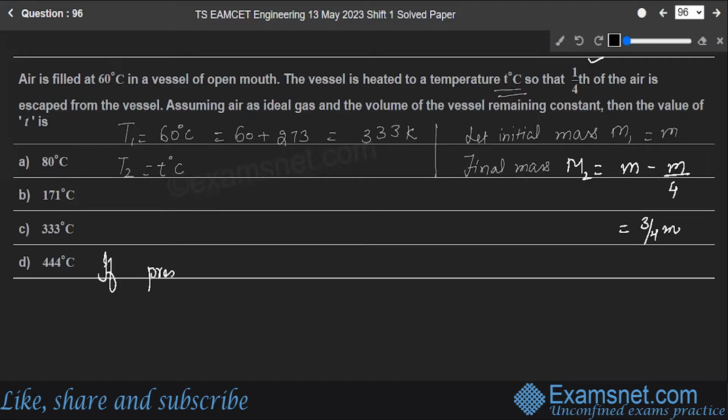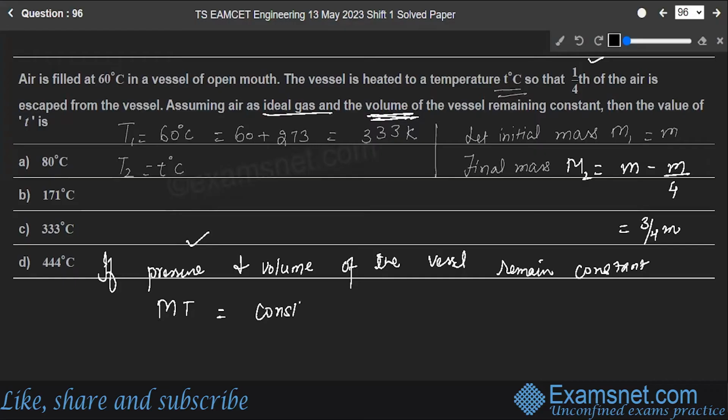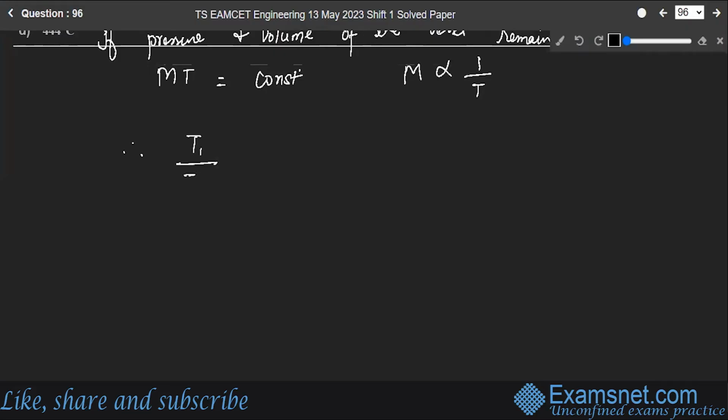Now, assuming that the volume of the vessel remains constant, so if pressure and volume of the vessel remain constant, you are given in the question that it is an ideal gas. Two things, ideal gas and the volume remains constant. So that means if pressure and volume remain constant, then MT will remain constant, or M is inversely proportional to T. Therefore, if I'm dividing T1 by T2, this will be equal to M2 upon M1.